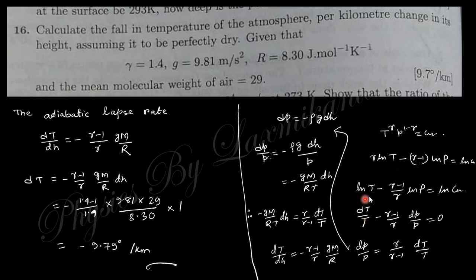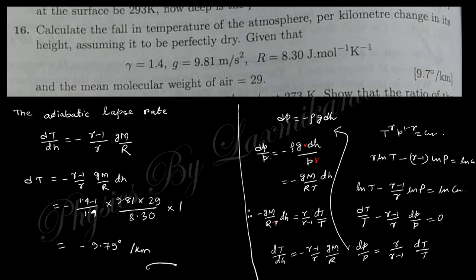After rearranging and then taking the derivative, you will get this one. And after rearranging and then integrating, you can change this to pressure P equals... you can see here that is rho g dh, divided by P on both sides. So if you multiply V here, PV equals RT, and rho into V is mass. So dP by P equals minus gM by RT dh.